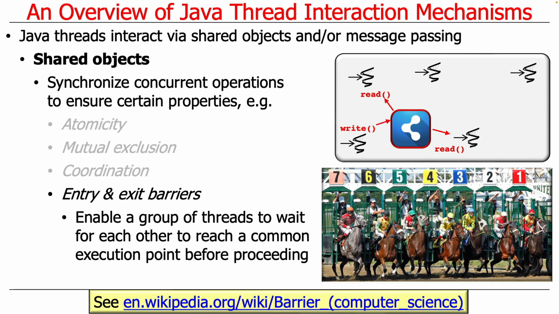The other type of property you might want is ensuring that groups of threads wait for each other to reach a common execution point before they can continue on. A classic example would be a starting gate at a horse race or the starting blocks of a race like the Olympic 100-meter dash. You wouldn't want people to just show up randomly at the starting blocks and start running as soon as they show up. That probably wouldn't work very well, and wouldn't be fair competition. Those are called entry barriers. There are also exit barriers, where you wait until a bunch of threads have reached a finalization or completion point before letting them go on and do something else.